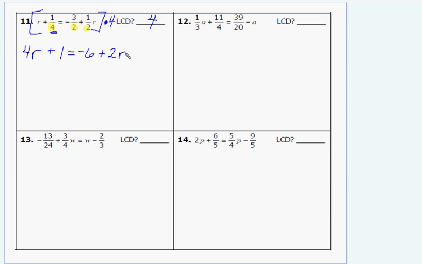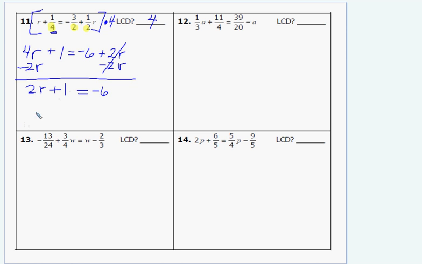Now I'm at a place where I need to start solving my equation. I want to get my r's together on one side, and so to do that I'm going to pick on the little guy and move him to the other side by subtracting. So I subtract 2r here, and it cancels and leaves me with just negative 6 on that side. 4r minus 2r gives me 2r plus 1.